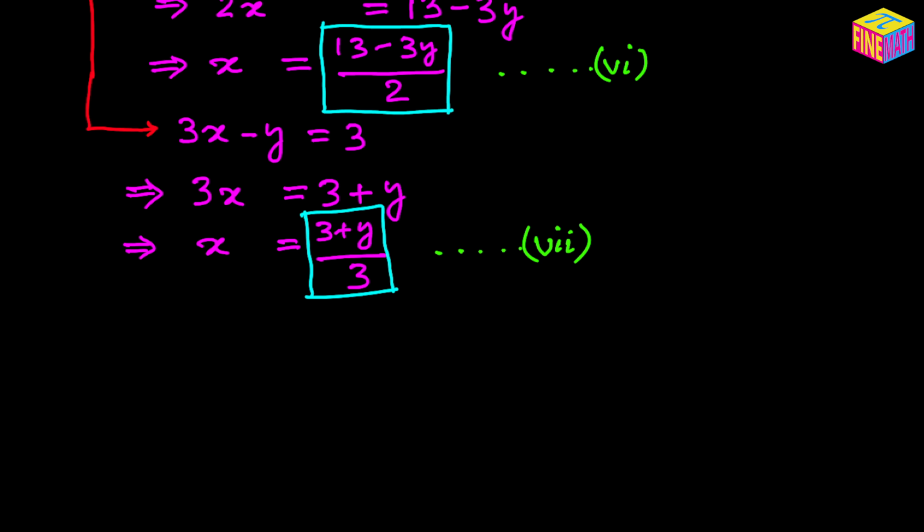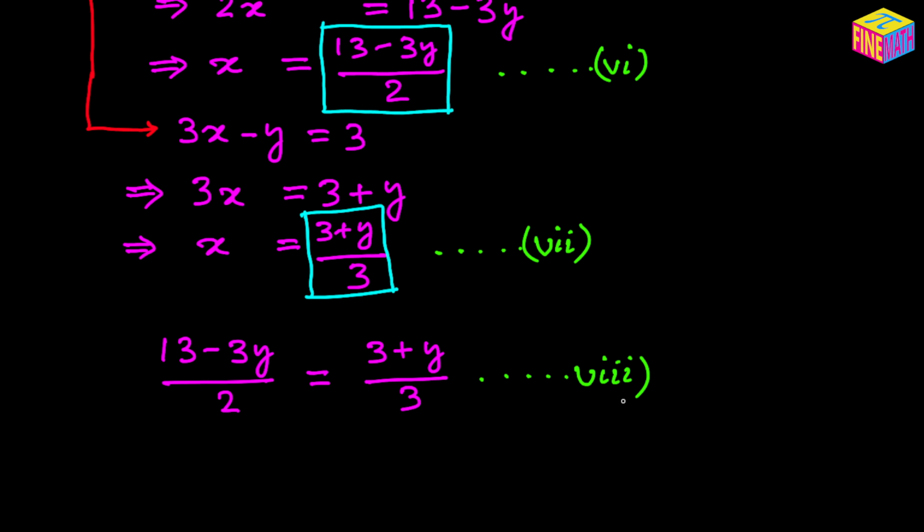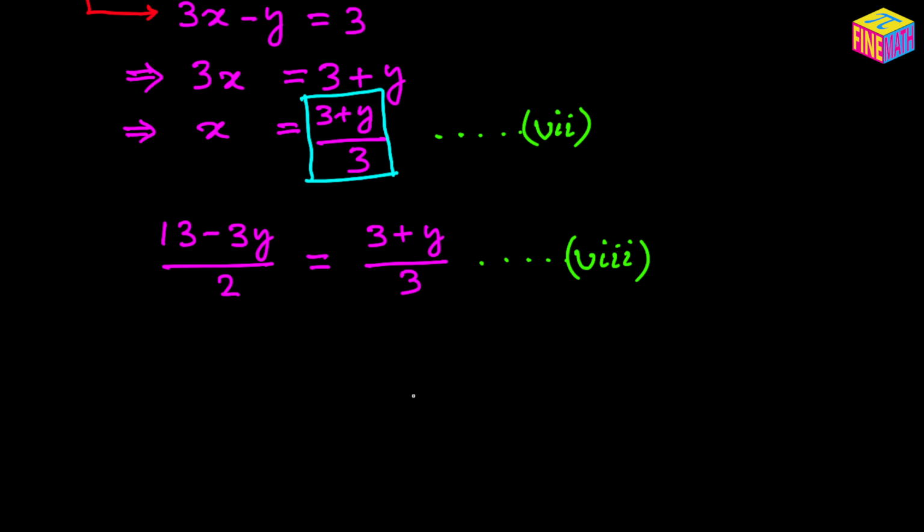So now we can say, okay, if they have to be equal, then this 13 minus 3y whole divided by 2 becomes equal to 3 plus y whole divided by 3. Now let's say this is our new equation number 8. If you look at this equation number 8, you will see that there is only one unknown variable, and it would be very easy to solve. So now we are going to solve them real quick.